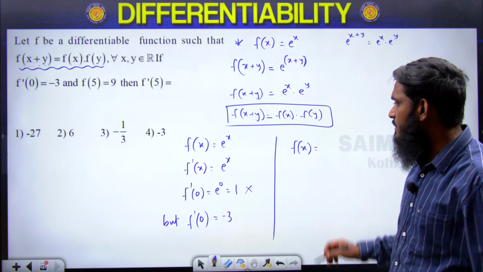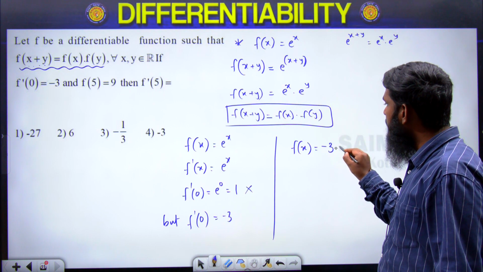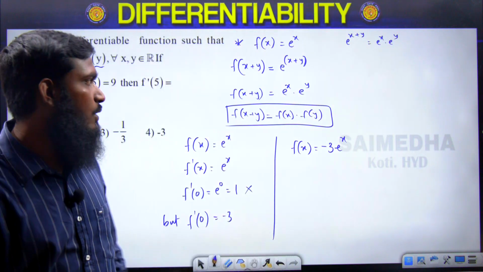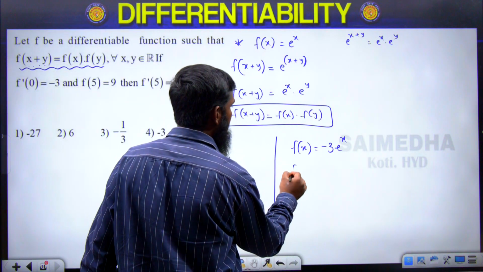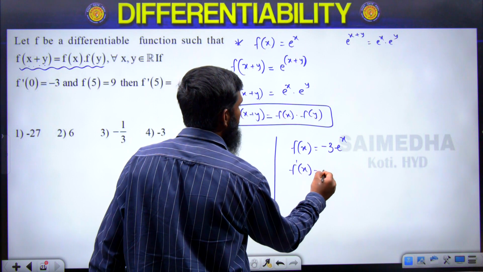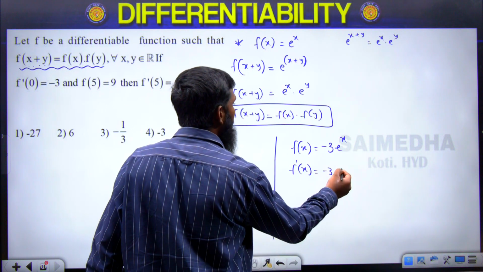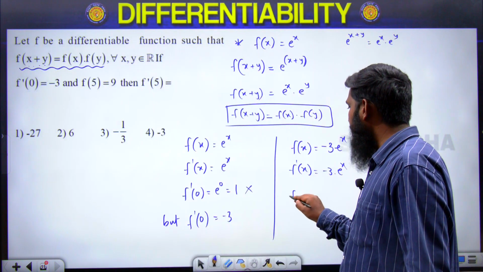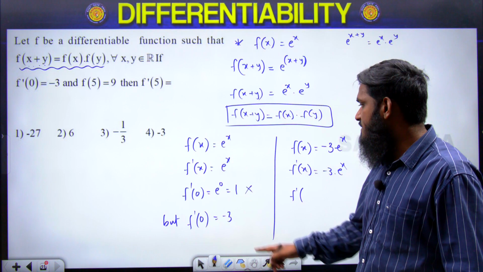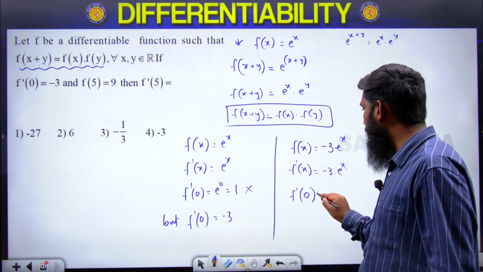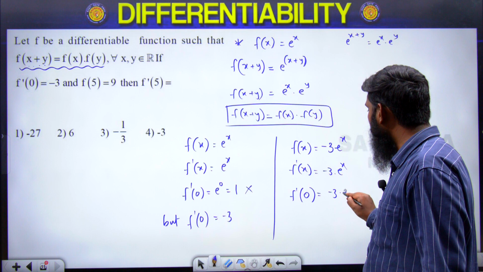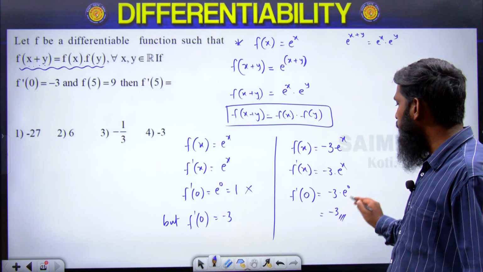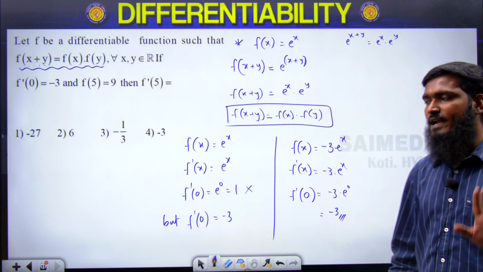we are taking -3 into e^x. What function are we taking over here? -3 into e^x. Now let us check this part. If you do differentiation, f'(x) is equal to -3, which will be constant as it is, and e^x becomes e^x. Now f'(0) is equal to -3 into e^0, which is equal to what? -3, because e^0 is equal to 1, and -3 into 1 means -3. Now we are getting the correct answer.